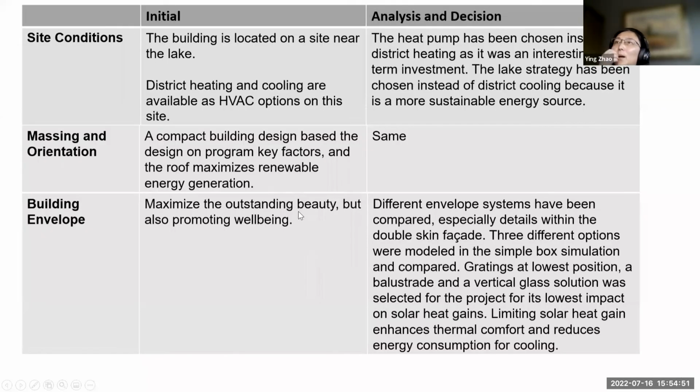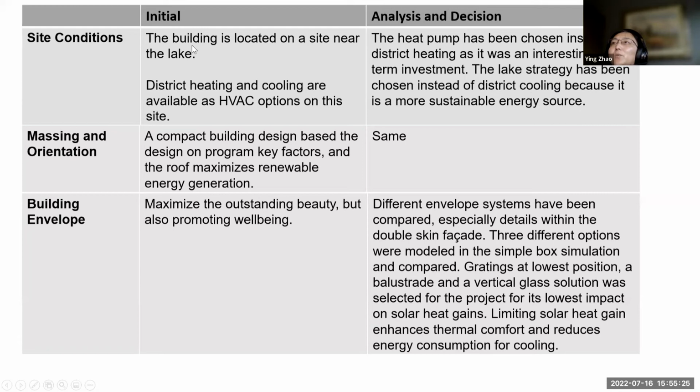So they did the integrative design analysis with a simple box model and other analysis tools. They analyzed some of these things we talked about before, site conditions. So that shows the initial condition or consideration, and that part is what they analyze, what is their decision.